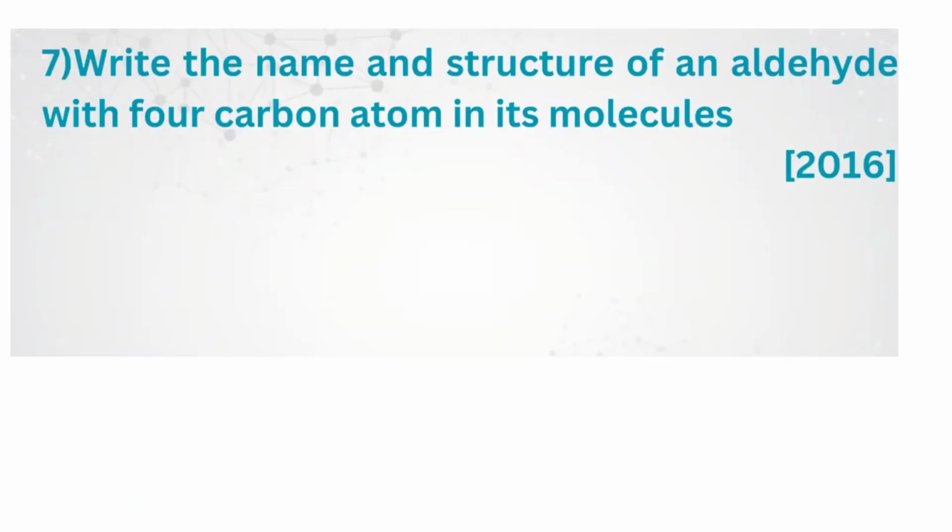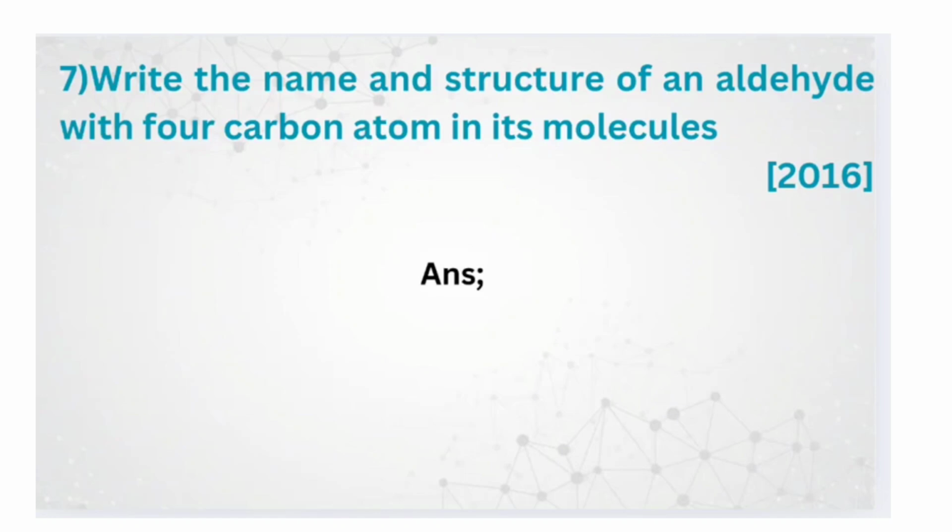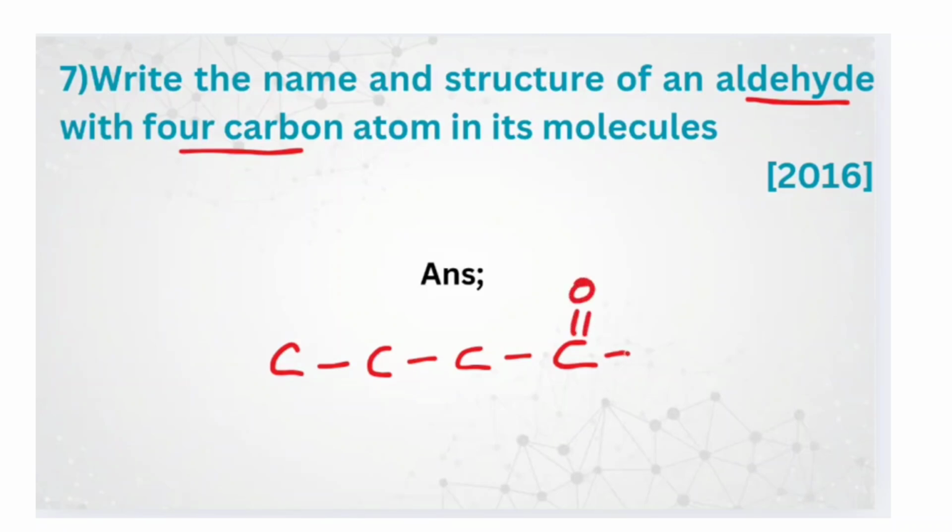Seventh question. Write the name and structure of an aldehyde with 4 carbon atoms in its molecule. It contains 4 carbon atoms and the functional group is aldehyde. First of all, we have to draw 4 carbon atoms. And the functional group is aldehyde, that means C double bond O H. Then balance the carbons with hydrogen.